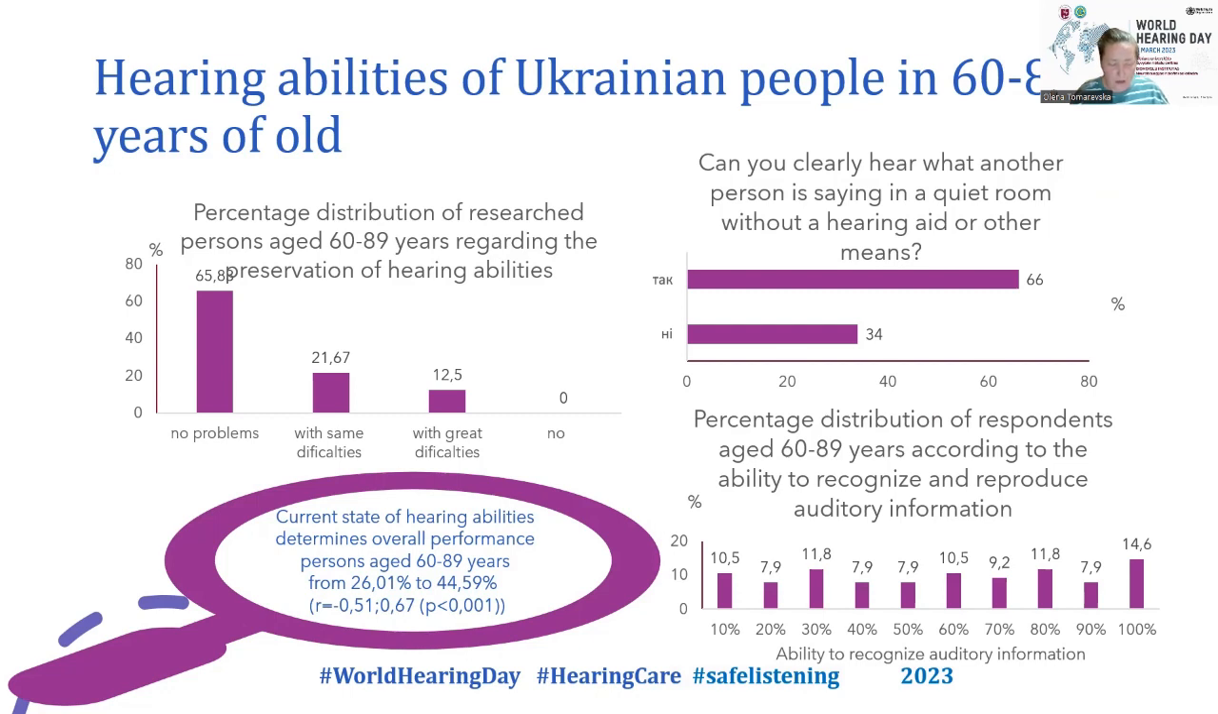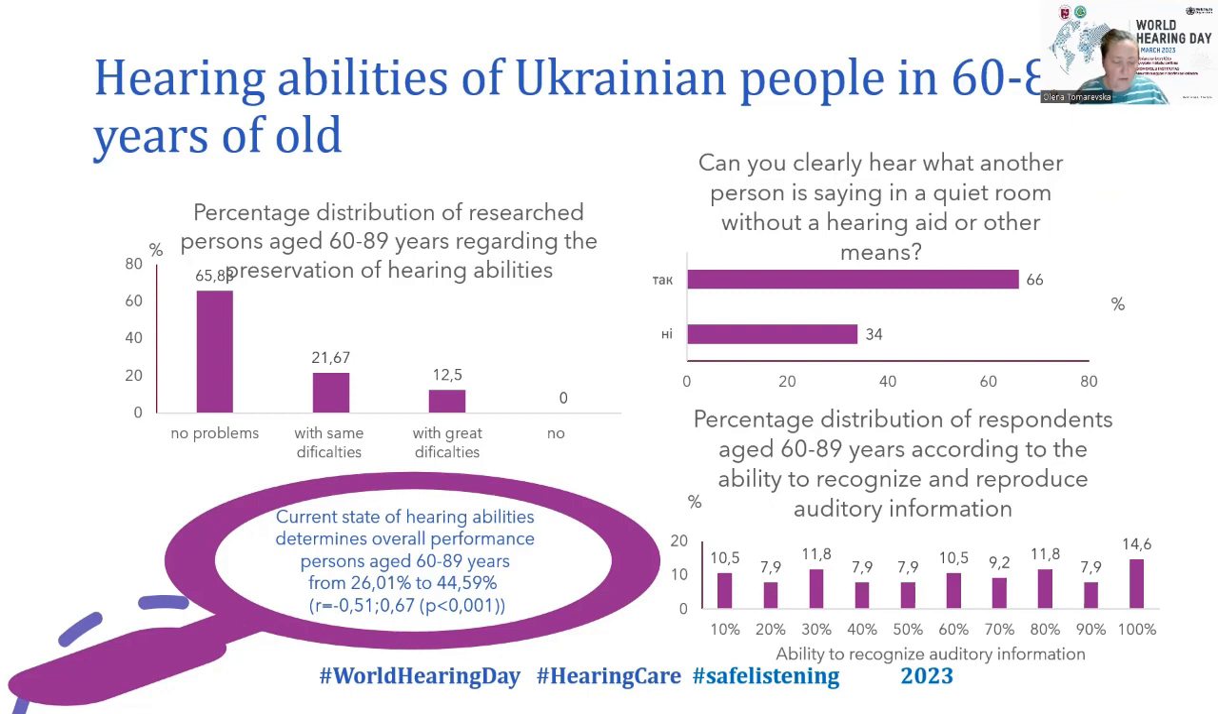On the other hand, almost 66% can hear well without hearing devices or other aids. 34% cannot hear. We investigated in more detail the ability to recognize auditory information and reproduce a speech recording of 10 simple one-syllable, two-syllable words. Almost 50% of elderly people have 100% ability to recognize auditory information.